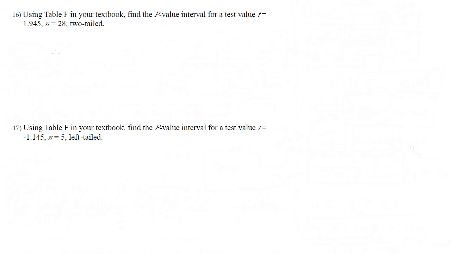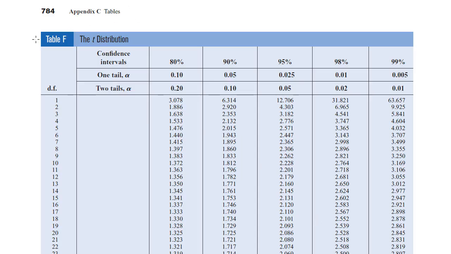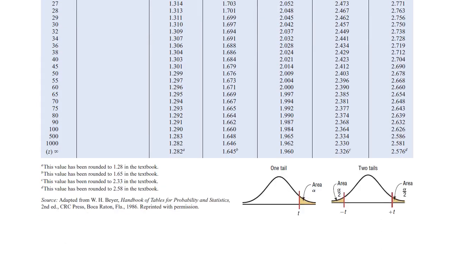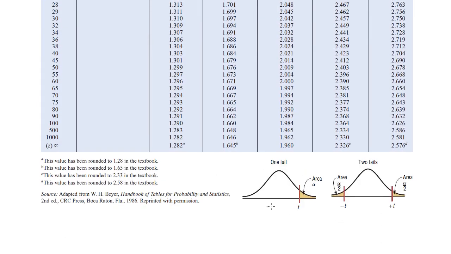16 and 17 we'll do together in this one video. So we're using table F in the text on your formula sheet. Table F is the t-distribution formula here. A quick look at it tells us that if there's a one-tailed test, this table gives us the area to the right of t.